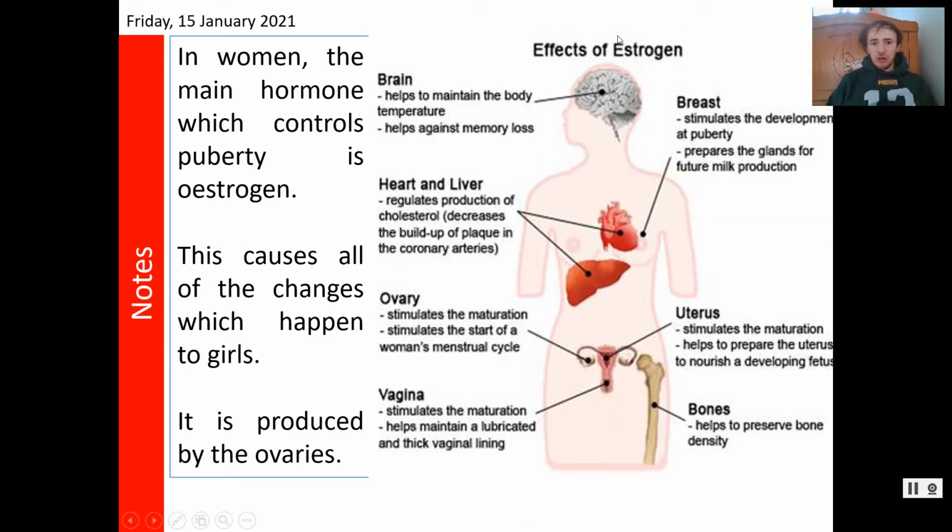Now this word estrogen can be spelled two ways, one with an O and one without. Americans spell it without an O because they're not great with silent letters. We spell it with an O, so please do spell it with an O. That's how we spell it.